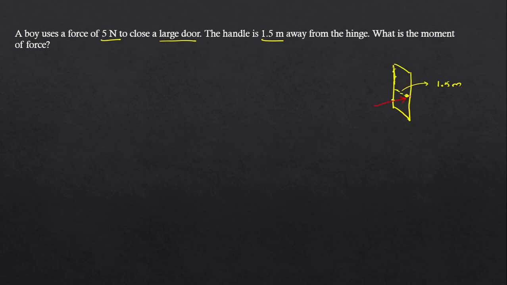Now because there is a moment, there will be a turning effect. Right? The door turns because of the moment of force. But now we have to calculate what is that value. So first, before anything, it's always good to write down the given data. So let's write down what is the force exerted by the boy. So the force is 5 newtons.